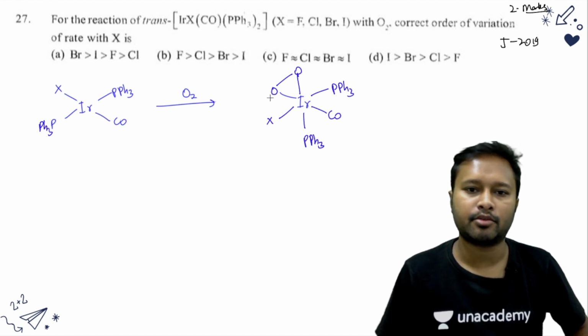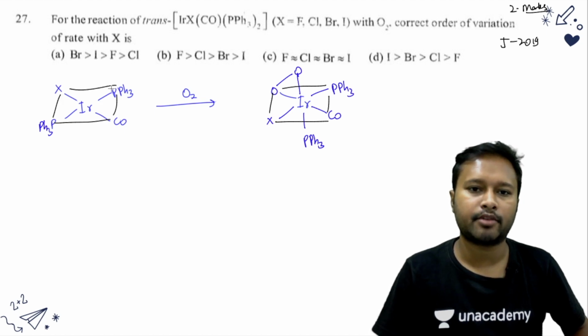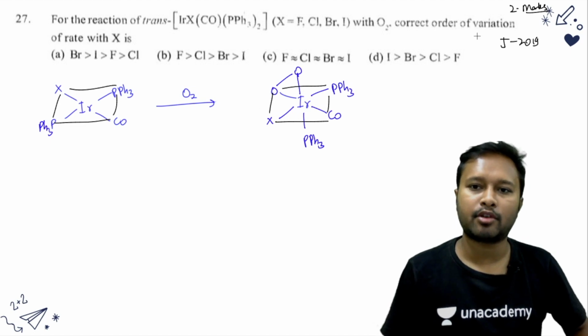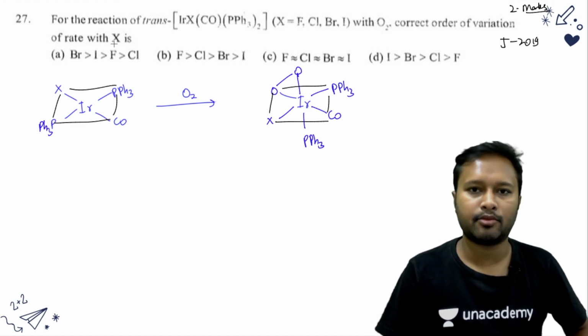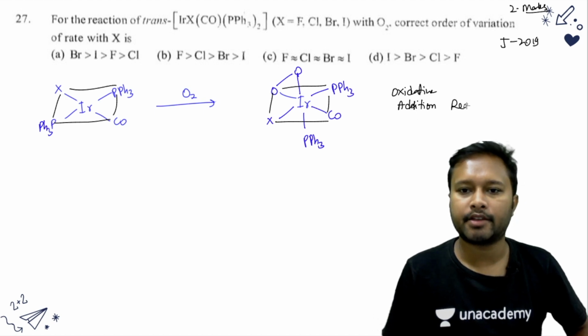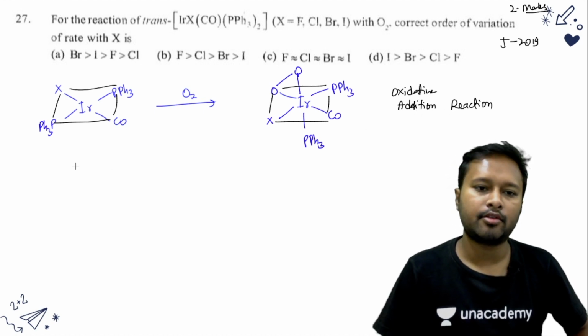These are the groups on the plane. Okay, so this is how the reaction is going to be. Now you have to talk about the rate of the reaction with respect to X. So which reaction has happened? Let me write down, this is an oxidative addition reaction. Now for the rate of the oxidative addition reaction, let me write down a few points.